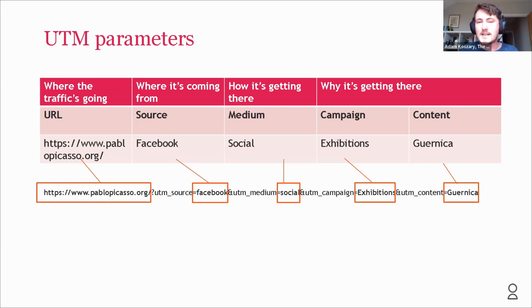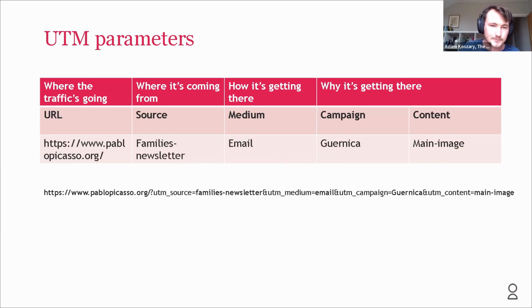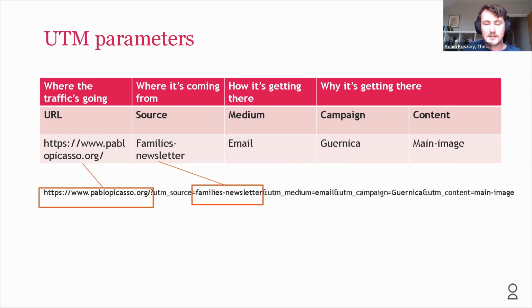But it's essentially up to you how you want to organize it, because you could equally, in this instance, be doing the same thing. We're pointing to Picasso. The source, here we're saying family's newsletter. You could have different newsletters. You change the source each time, going through email. Here we want to compare the performance specifically of links within an email.